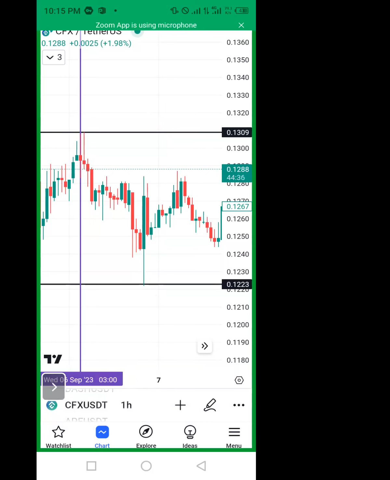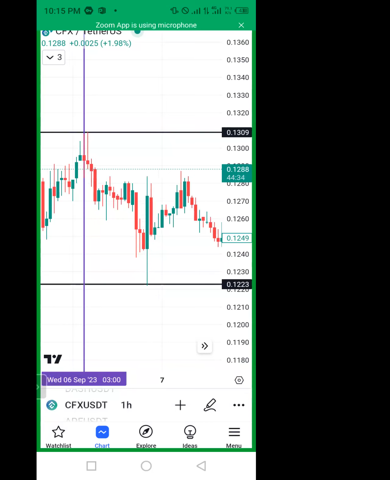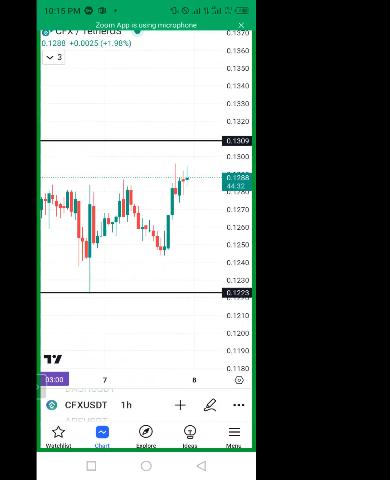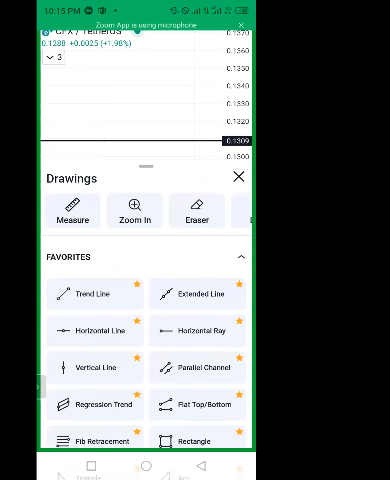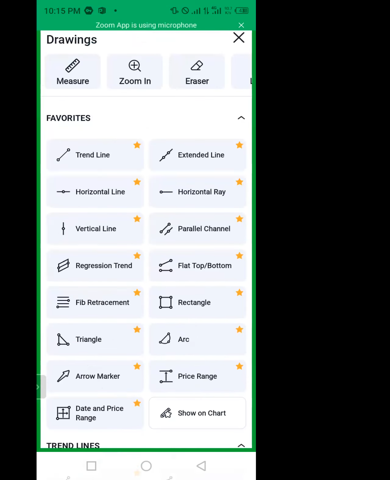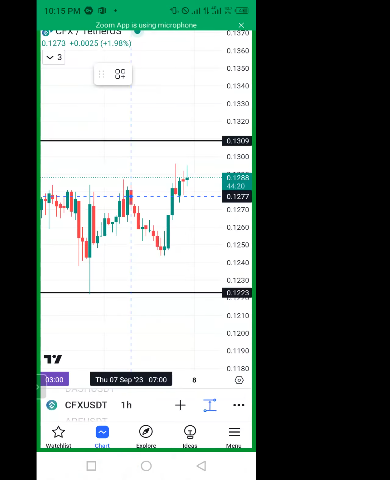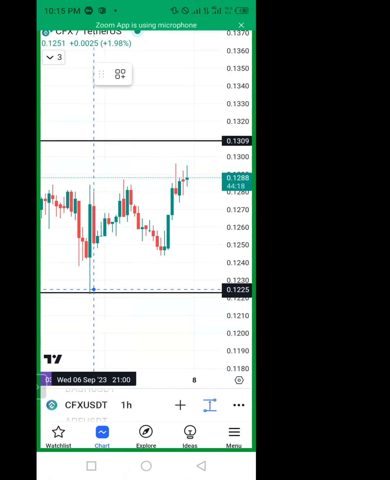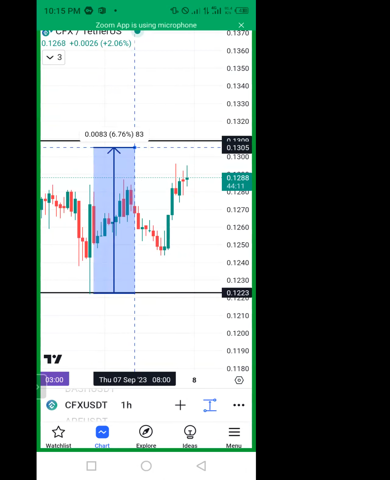If it closes from above your support line, then you can enter a trade. You can enter a trade anywhere here. Now, let me show you. Someone who entered a trade, I'm going to put my price range. Someone who entered a trade from this support line, if you take your trade from your support line to your resistance line that you have identified, it means you will have made 7%. So this gap is for 7%.